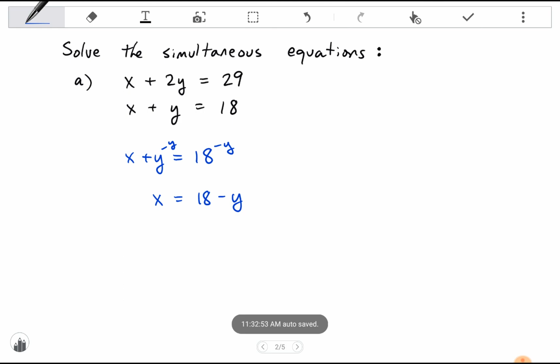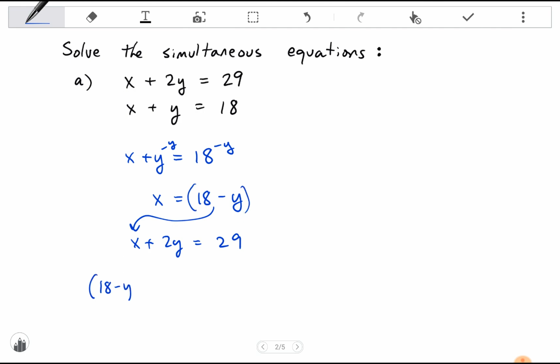So we'll replace this x with this part right here. The first equation is x plus 2y equals 29. But we've said that x equals 18 minus y. So we're going to put that in right here. So 18 minus y plus 2y equals 29. Now we have one equation with one unknown. Before we had two equations with two unknowns. Now we have one equation with one unknown, and we can rearrange and solve this.